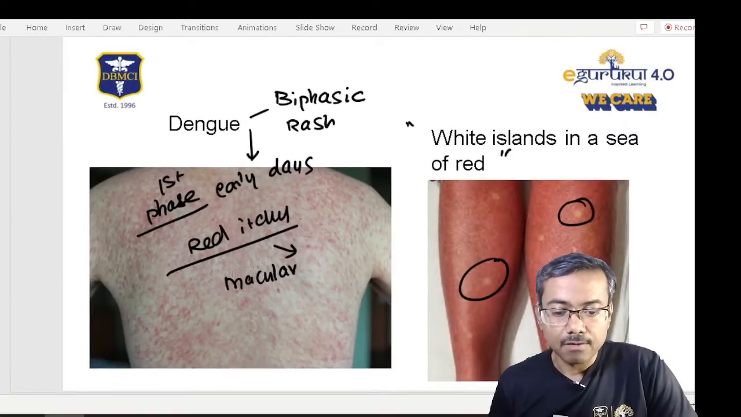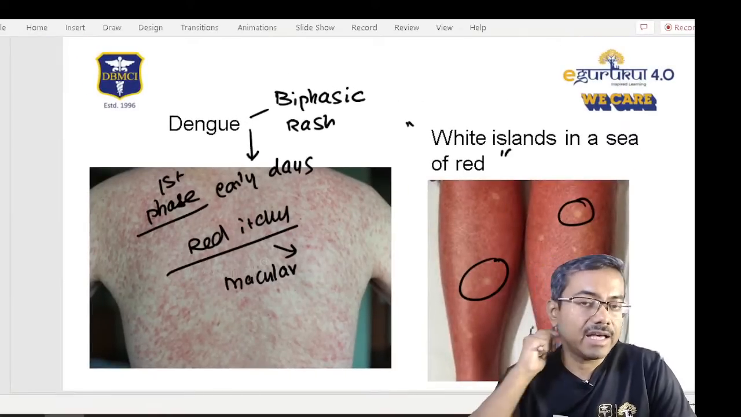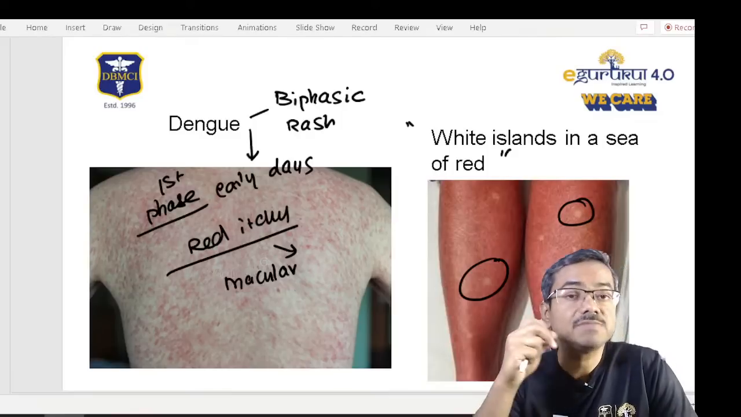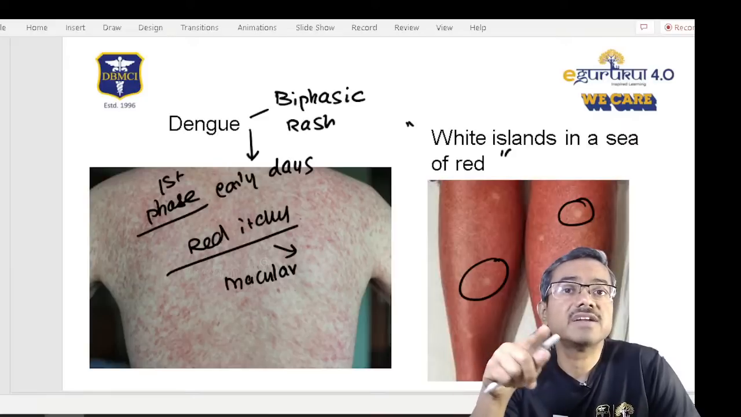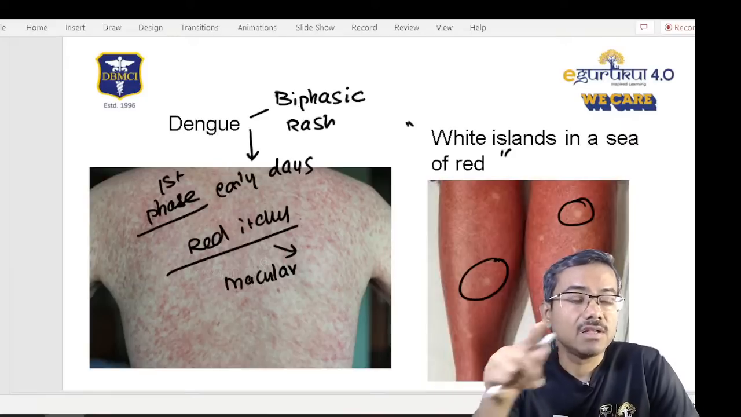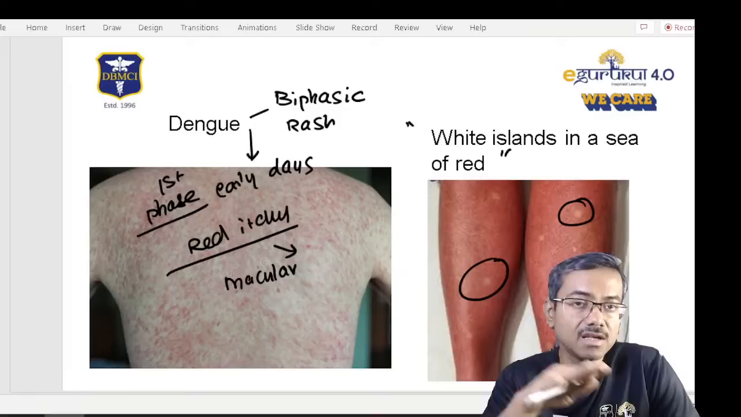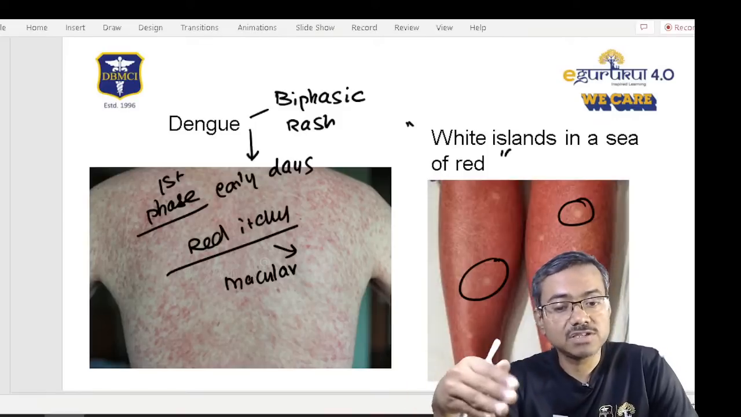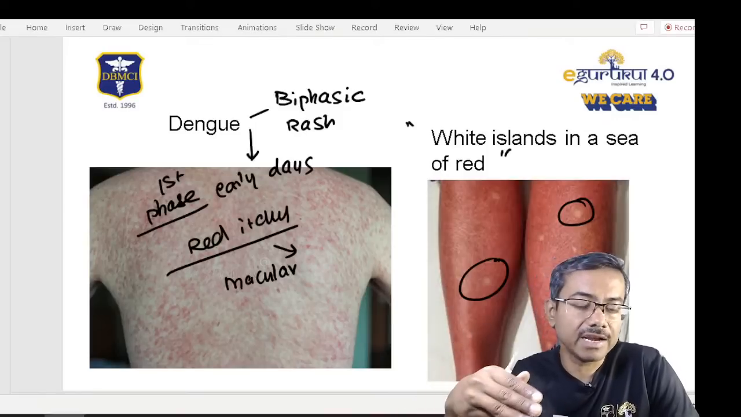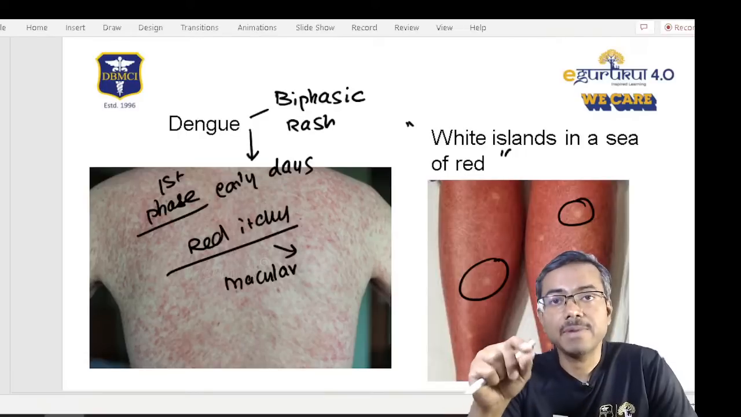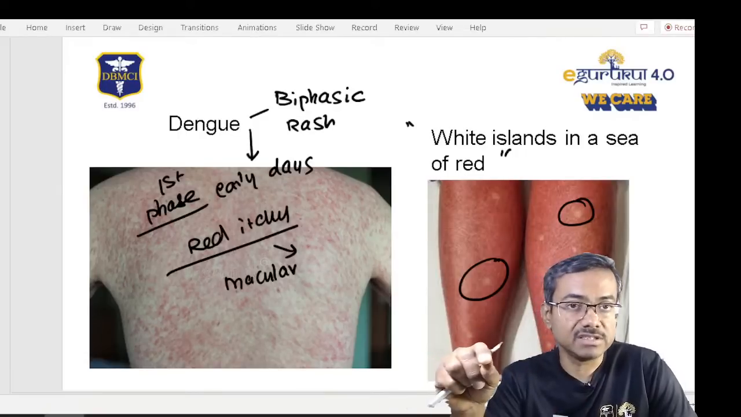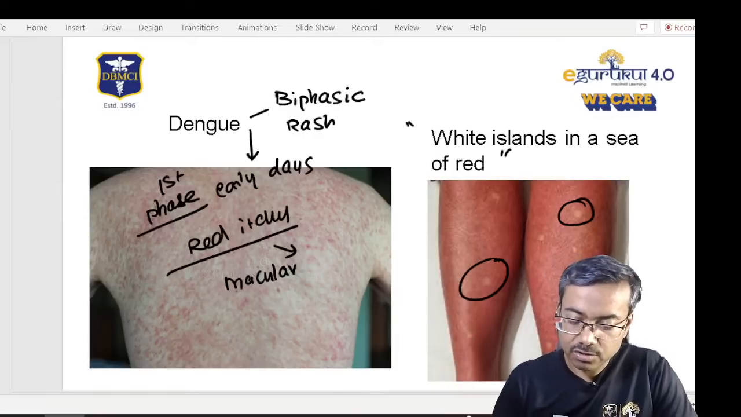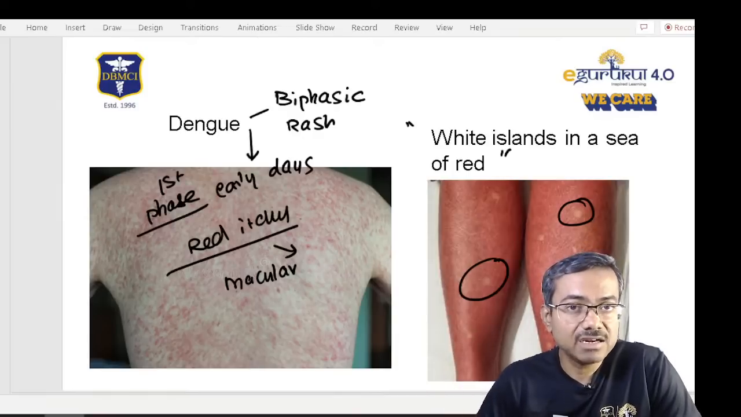White islands in a red sea. A herald patch is seen in a different disease, that is pityriasis rosea. That is caused mainly by HHV7. Roseola is HHV6. Pityriasis rosea, which has the herald patch, we'll talk about later if you want. That is HHV type 7. That's a different disease. Don't get confused.